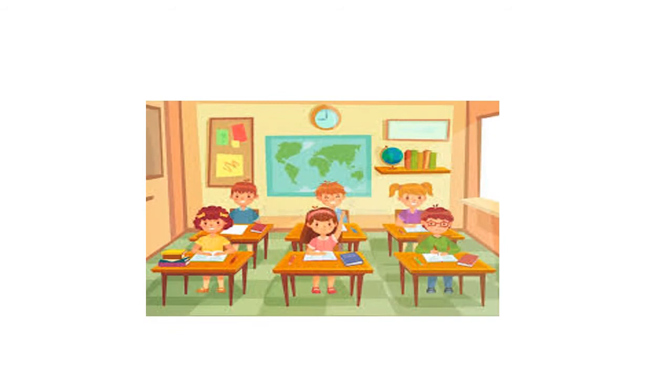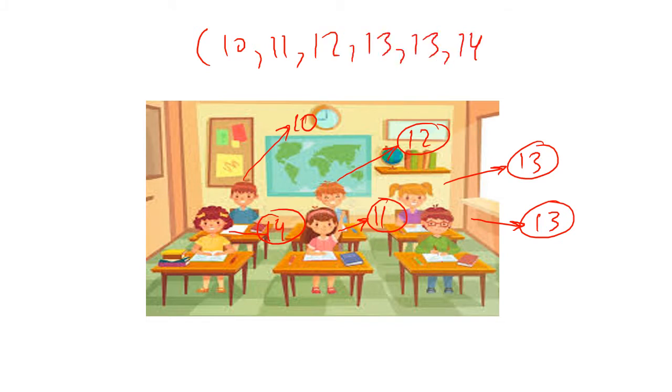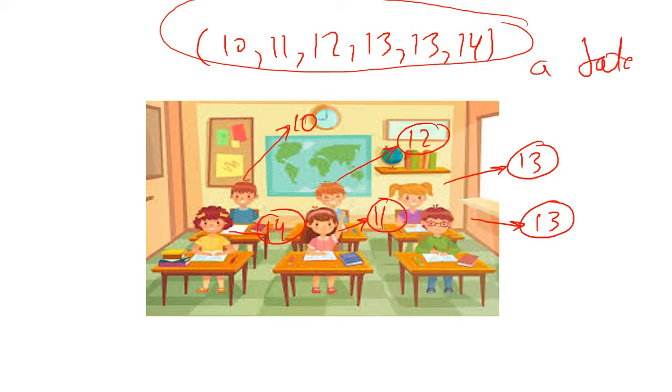Let's consider that one day in your class you start asking your friends about their ages. After they tell you their age, you collect these numbers and put them in a set: 10, 11, 12, 13, 13, and 14. This we call a data set.